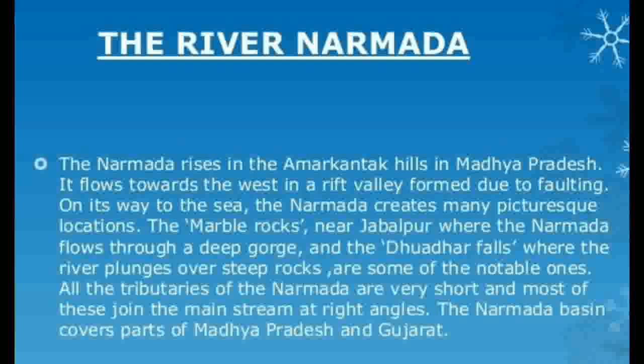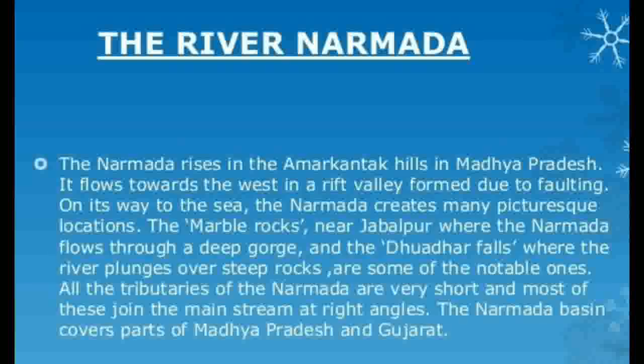Narmada creates many picturesque locations. The marble rocks near Jabalpur, where the Narmada flows through a deep gorge, and the Dhuandhar Falls are on the way of the river Narmada to the Arabian Sea, where the river flows over steep rocks. All the tributaries of Narmada are very short. The river Narmada itself does not have a long course. That is the reason it does not have a sufficient number of tributaries.